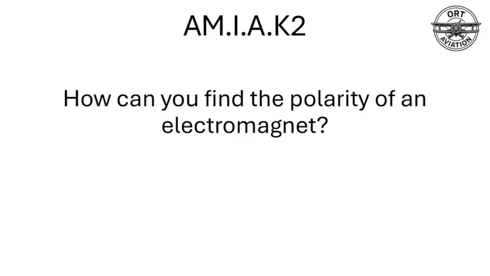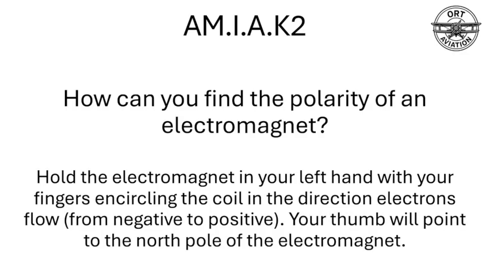How can you find the polarity of an electromagnet? Hold the electromagnet in your left hand with your fingers encircling the coil in the direction electrons flow, from negative to positive. Your thumb will point toward the north pole of the electromagnet.